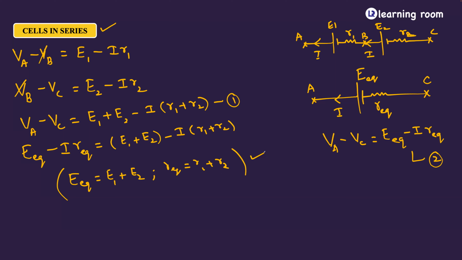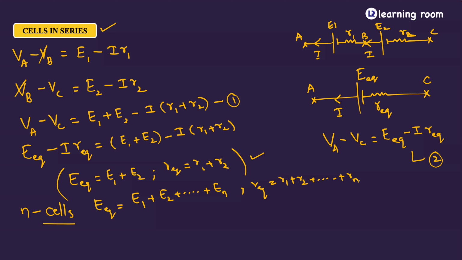But one more point I would like to mention here is if there are n cells that are connected in series, then what will happen to the value of E equivalent? If the n cells are connected in such a way that the unlike poles are connected, means the negative of first is connected to the positive of second, when you take them into consideration, E equivalent will be equal to E1 plus E2 plus so on till En. And what will be the value of R equivalent? Obviously, R1 plus R2 plus so on till Rn. That's it. Right? So make a note of this.